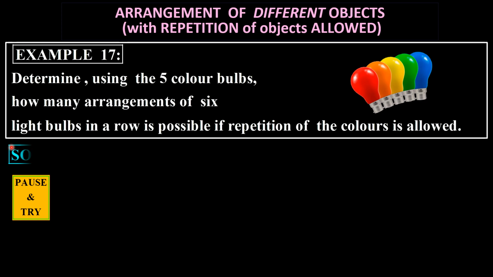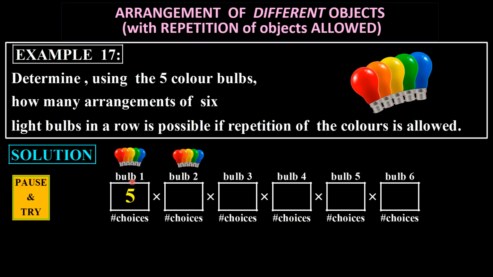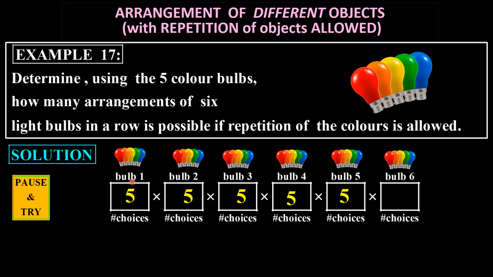Okay, let's start and see what you had there. The first one is you can have a bulb 1, a bulb 2, bulb 3, bulb 4, bulb 5, bulb 6, right? Because repetition is allowed, I have 5, so I can have any of the 5 bulbs there. And for the second one, I can have any of the 5, any of the 5, any of the 5, any of the 5. So there are 6 positions, so the actual number of arrangements will be 5 to the exponent 6.